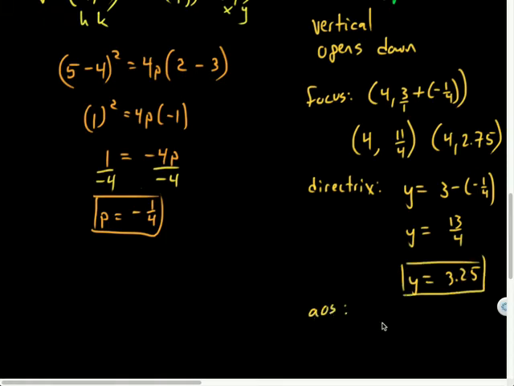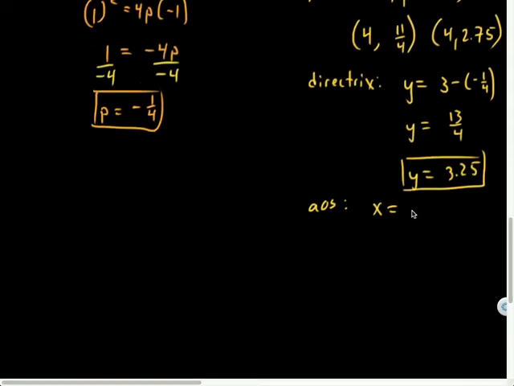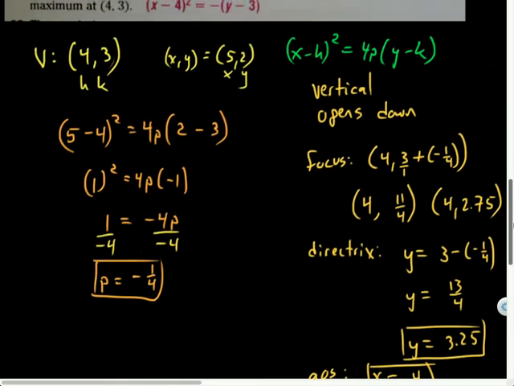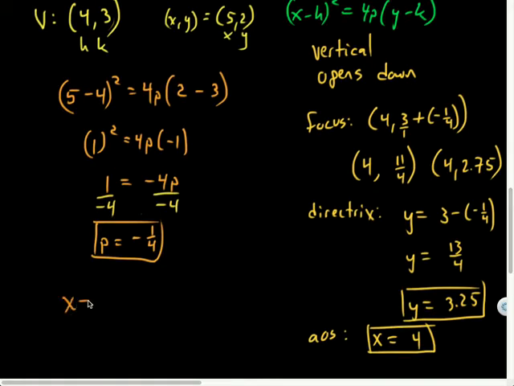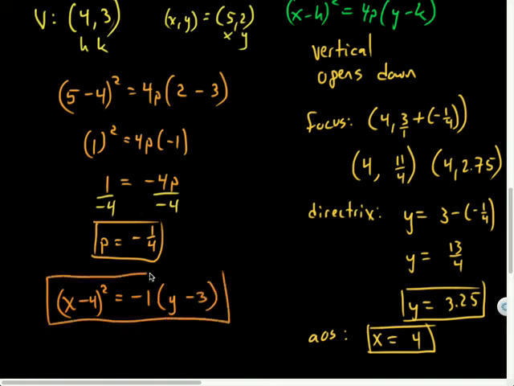And the axis of symmetry is going to be in line with the verticality of this, so x equals a number, and it will be x equals the x-coordinate of the vertex, so x equals 4. So let's actually write this in standard form. I know I had the standard form written down there, but let's plug in h, k and p here. So I will have (x minus 4) squared equals, 4 times a negative 1/4 is negative 1, times (y minus 3). So that's actual standard form.